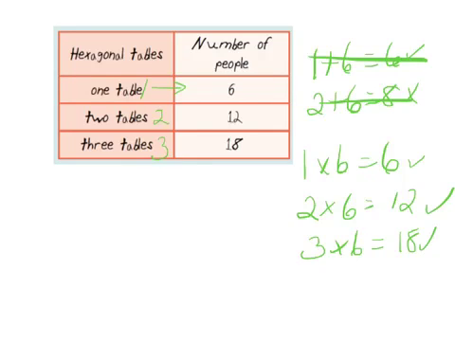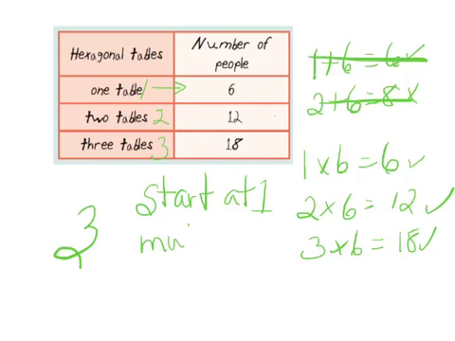Remember, when you're trying a pattern rule to see whether or not it fits, it must work for a minimum of 3. Must work for at least 3 rows in your table to determine that it is in fact the correct rule. So the way we would say this rule would be start at 1 and multiply by 6 each time.